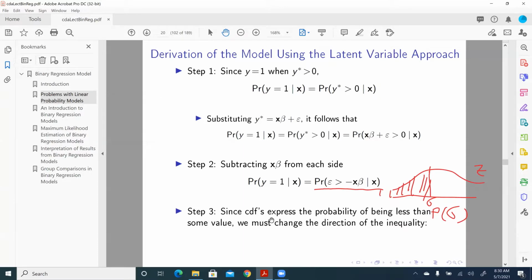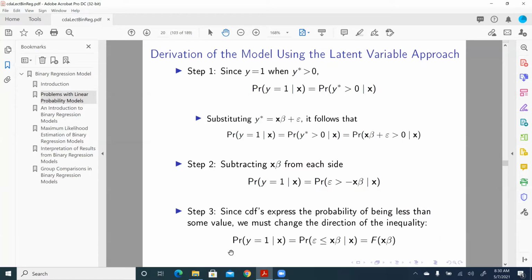Since CDFs, where CDF stands for cumulative density function, express the probability of being less than some value, we must change the direction of the inequality. So the probability y equals 1 turns into the probability epsilon smaller than or equal to x beta, because if we multiply both sides by -1, the inequality sign switches. And then we can use this cumulative density function to denote this relationship.